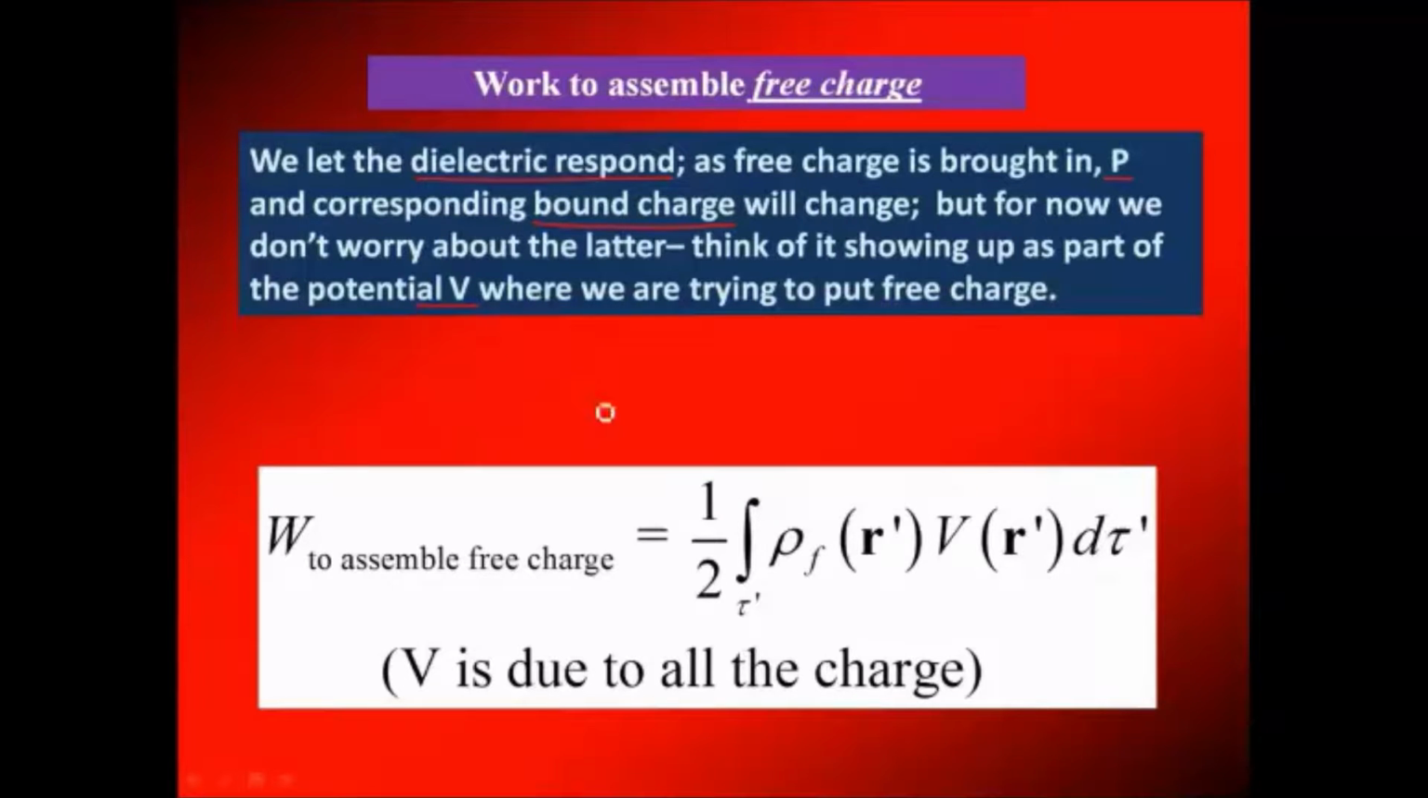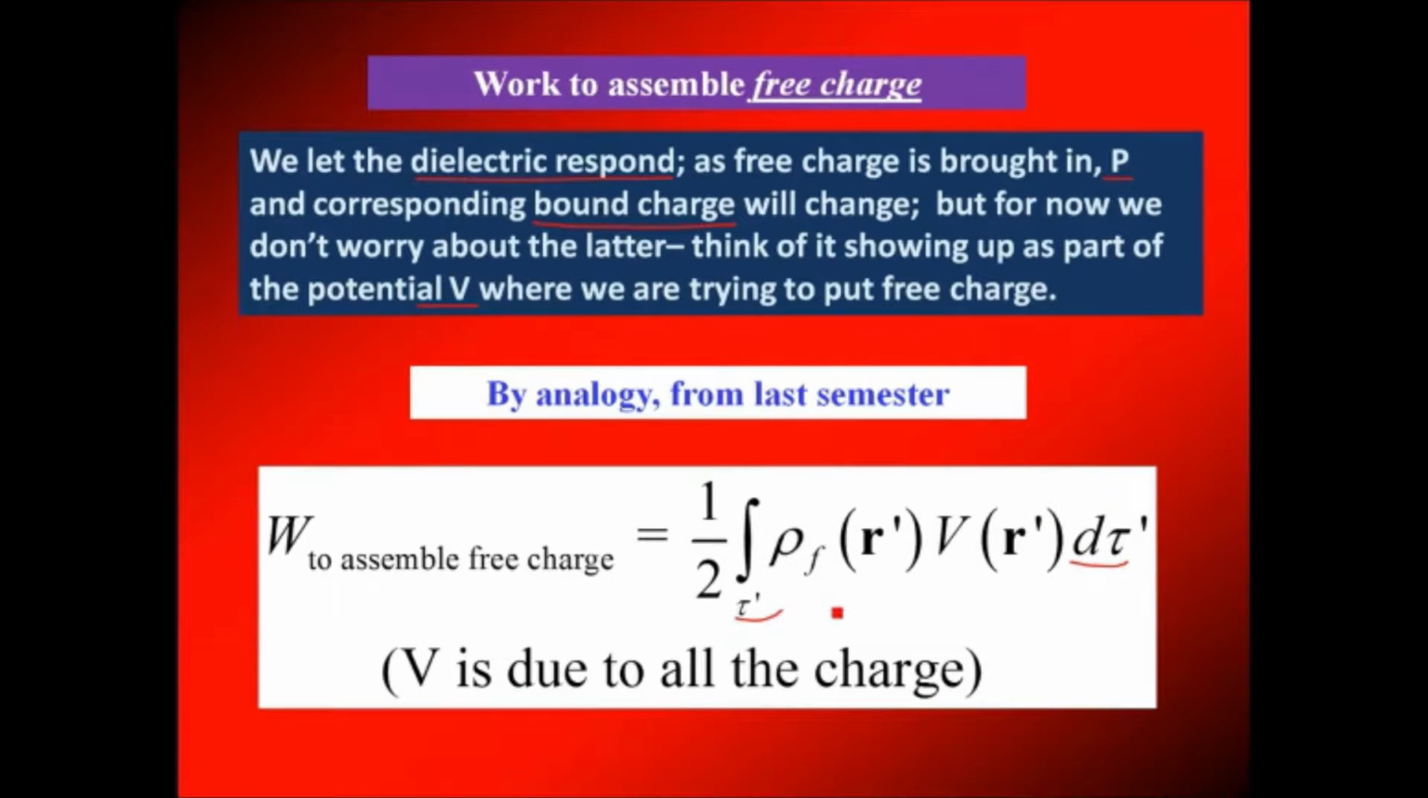So if you look at that potential as a function of some vector r prime, there's a free charge density, again as a function of r prime. Remember when we had this for vacuum, the work to assemble the free charge was equal to this integral times a half, where we integrate over the charge density times the potential over the volume d tau prime. And all of this is enclosed in a volume tau prime. And remember that this V is due to all the charge. This was by analogy from last semester, because we're going to be doing cases where this is not for free space but also for the dielectric.